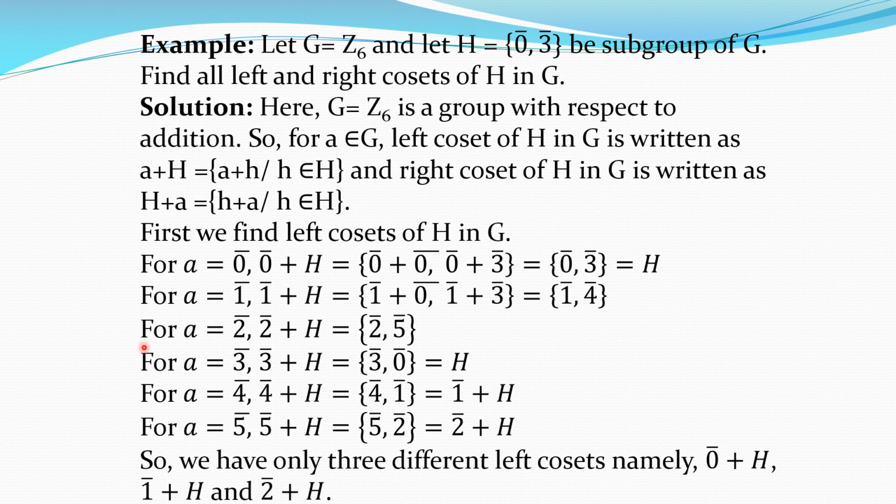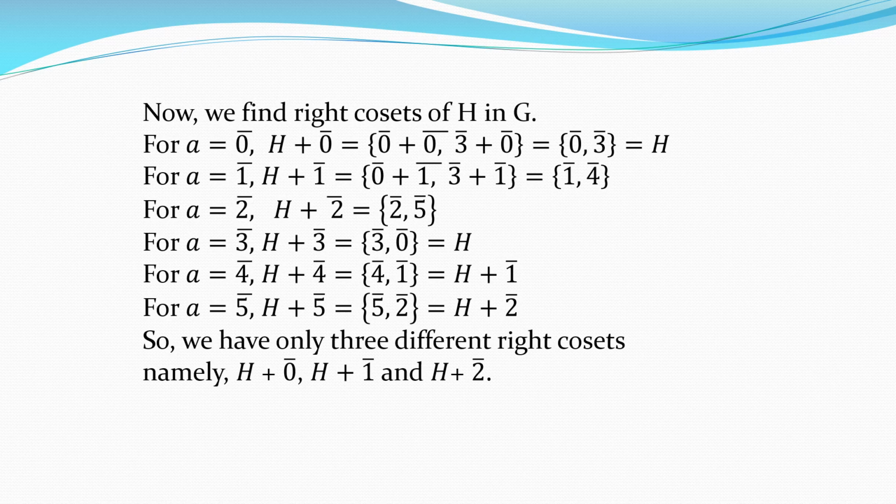Now for a equal to 2̄, in a similar way it is {2̄, 5̄}. Similarly for 3̄, 4̄, 5̄. For 3̄ we are getting the same set H. For 4̄ we are getting 1̄ plus H. And for 5̄ we are getting {2̄, 5̄}, which is the same as 2̄ plus H. So these are the left cosets of H in G. So actually there are only three distinct left cosets, namely H, 1̄ plus H and 2̄ plus H. Similarly, we can find the right cosets of H in G.